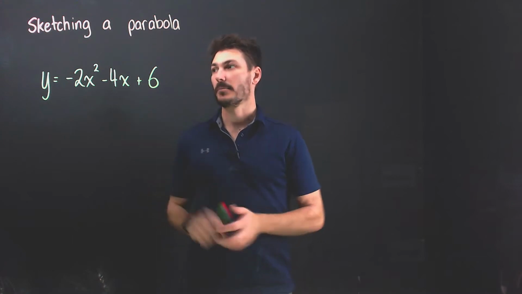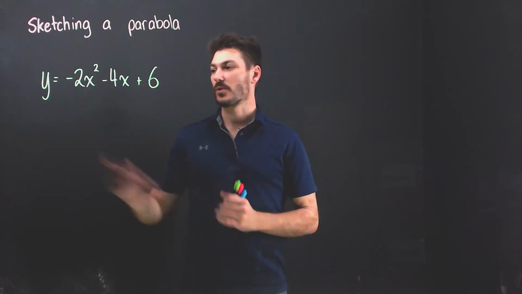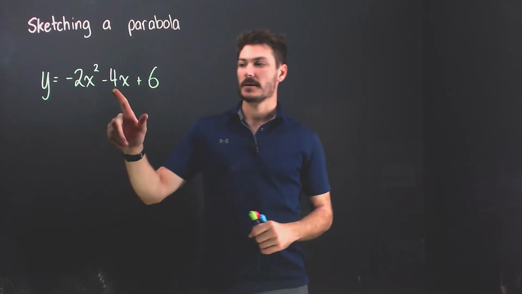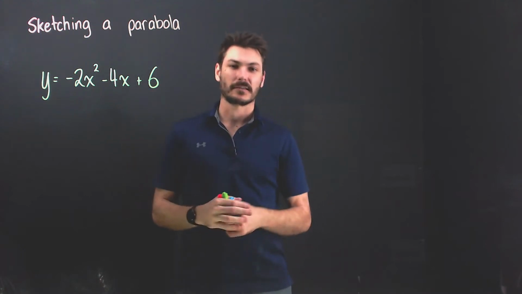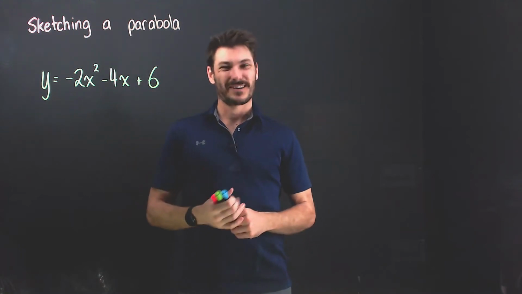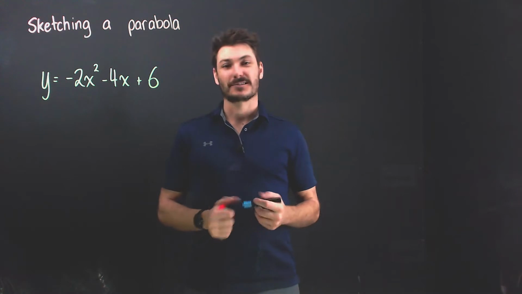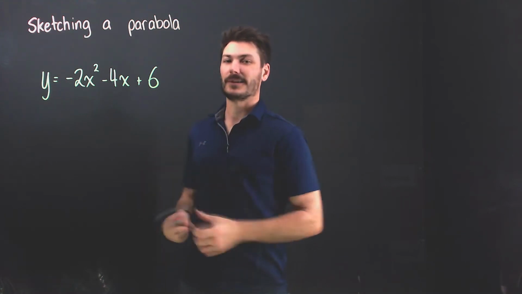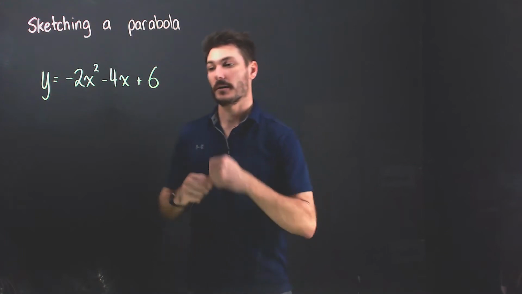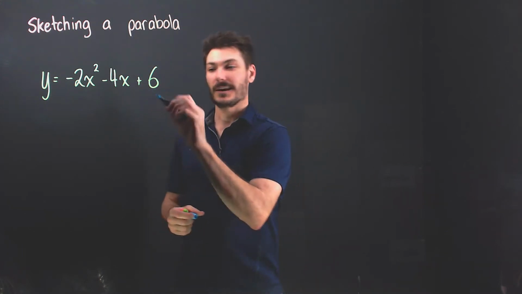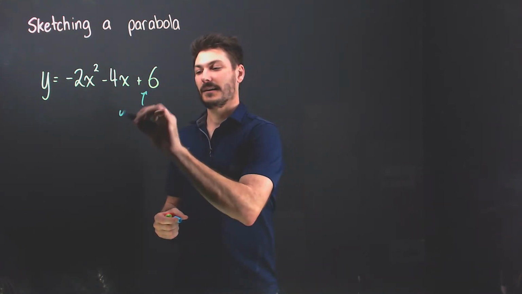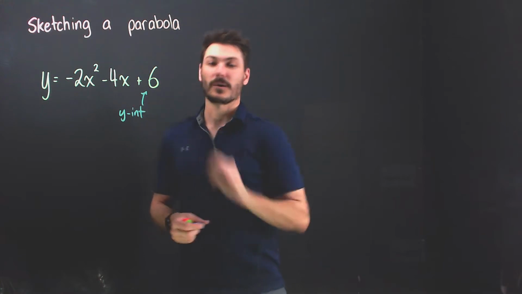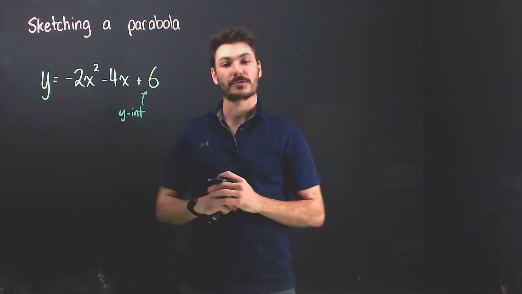So, my parabola in question today is y equals minus 2x squared minus 4x plus 6. And a couple of things to note straight off the bat. We don't have to think too far for the y-intercept because it's right here in the general form of a quadratic equation. This term at the end here, this 6, is the y-intercept. So straight away I can identify a key piece of information.